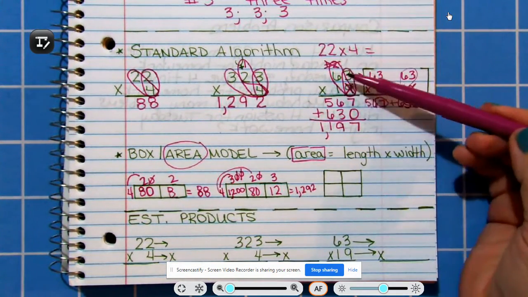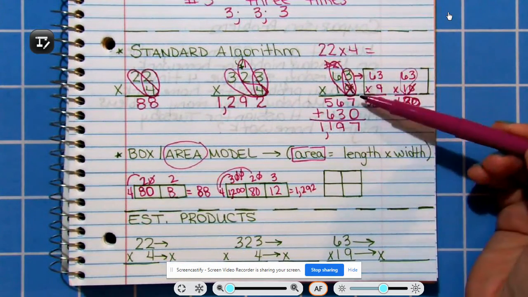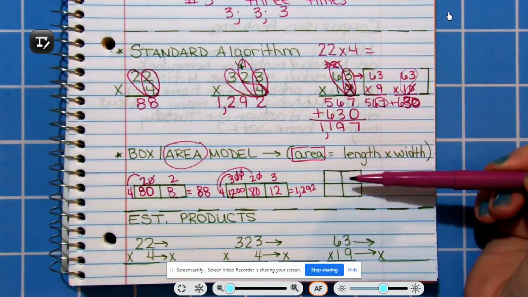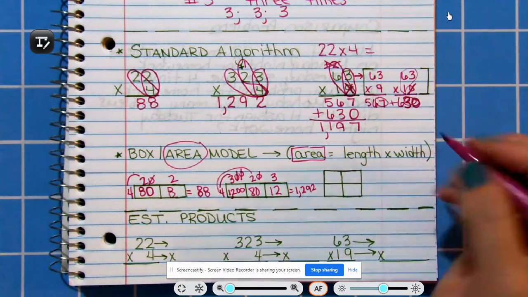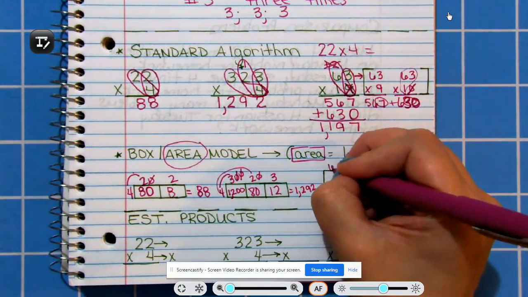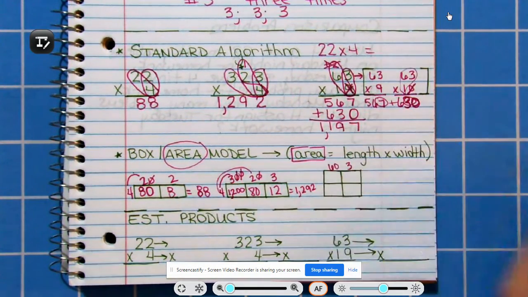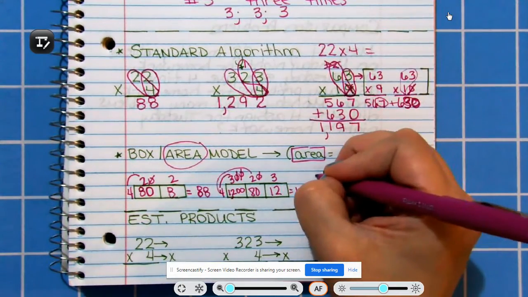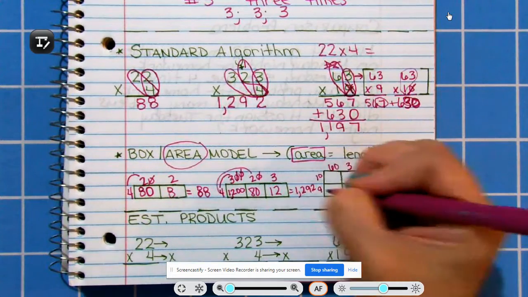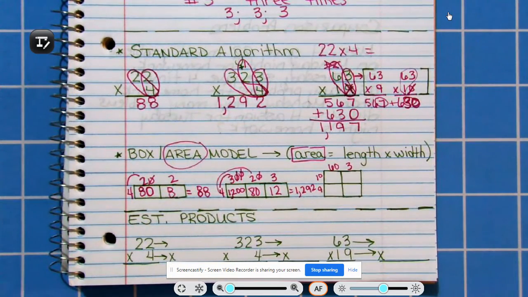And finally, we have a 2 by 2 multiplication problem. So we need a 2 by 2 box. 2 across, 2 down. 63 we need to put in expanded form. So that's 60 plus 3. And then 19 would be 10 plus 9. Length times width.